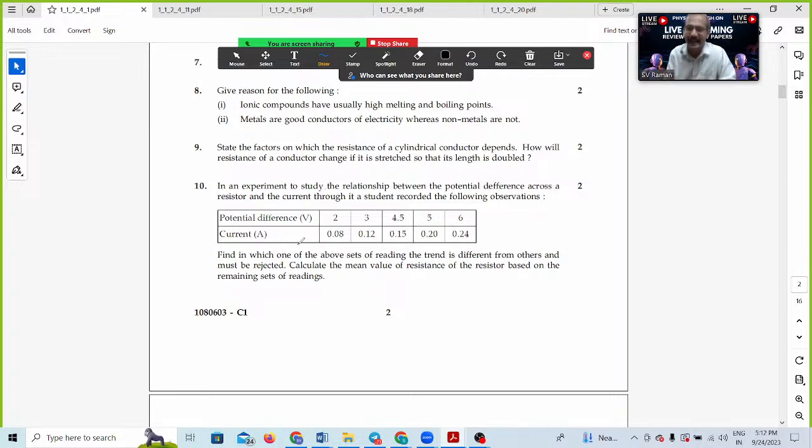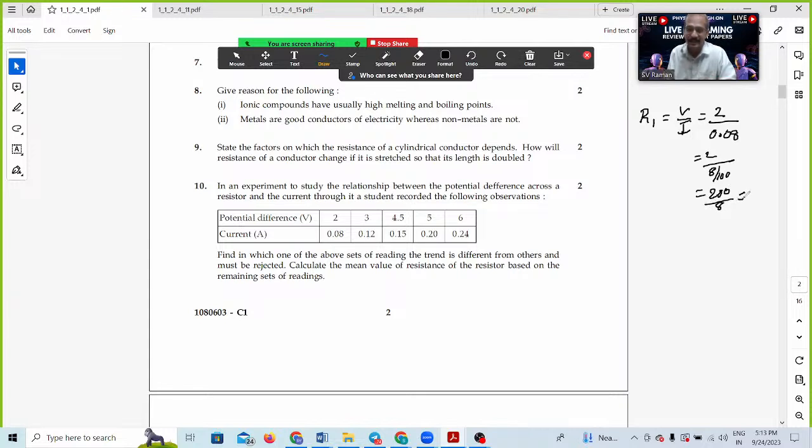Now V and I values they have given. So for each of the 5 readings we can calculate the resistance value. R is equal to V by I. We know that. So the V value 2 by 0.08. 0.08 in the sense of 8 by 100. So 2 by 8 by 100 we can write. So 200 by 8.